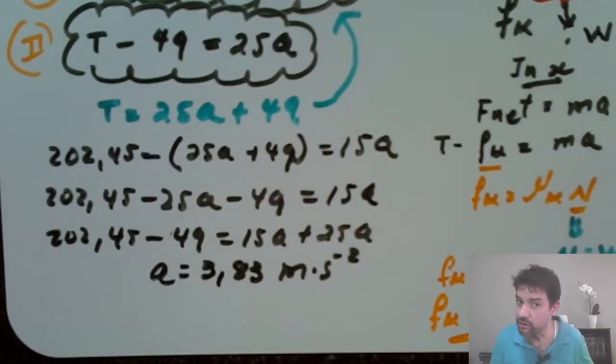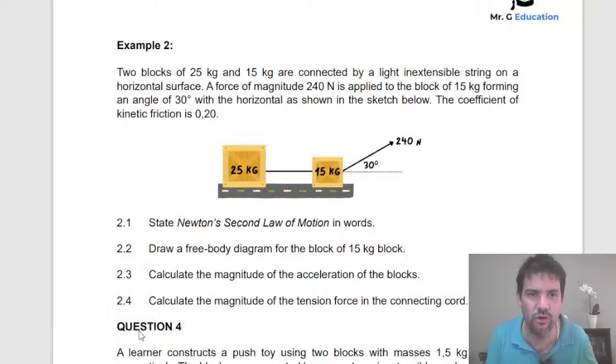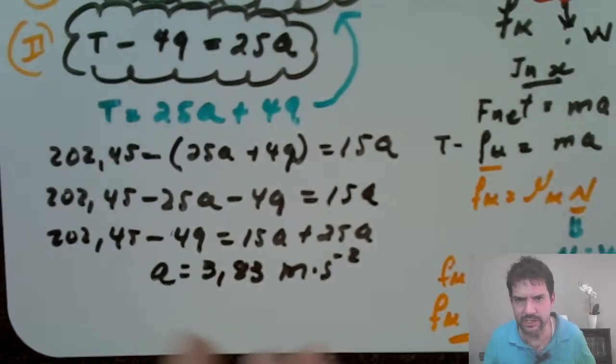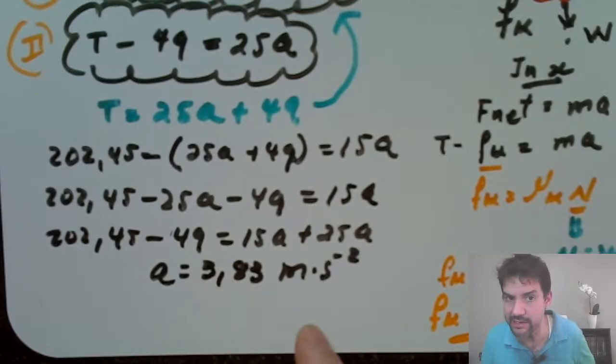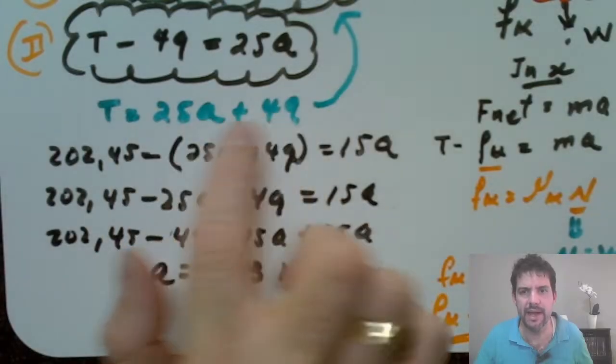But the question did not ask for acceleration. It asks for acceleration and then for tension. So now you have to calculate the tension. This is the way how to calculate acceleration. You have to work simultaneous. And now to calculate tension, we just have to take this acceleration and substitute here by the T.